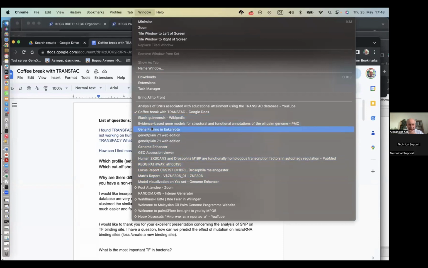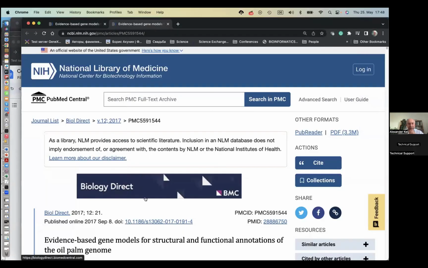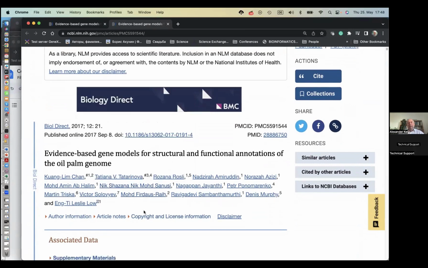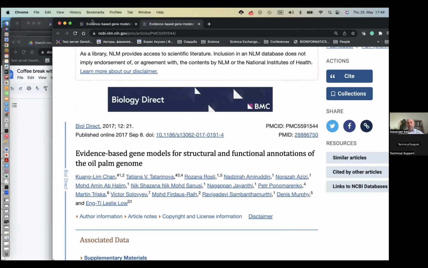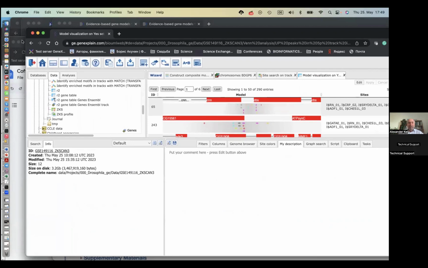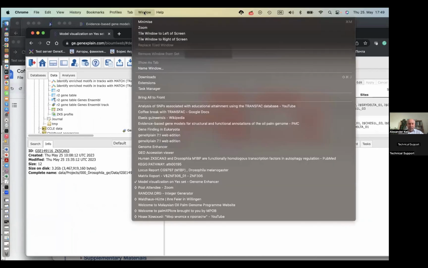All right, so that paper, which was published by my colleagues, Tatiana Tatarinova, and where Viktor Solovyov, my friend, was involved in predicting genes in that genome. Actually, this genome is published as a draft, and you have to download it first into the geneXplain platform, and then analyze it using our tools. So I will show now the result of that analysis. So let me go to that.